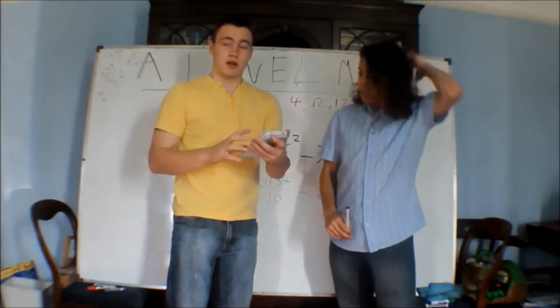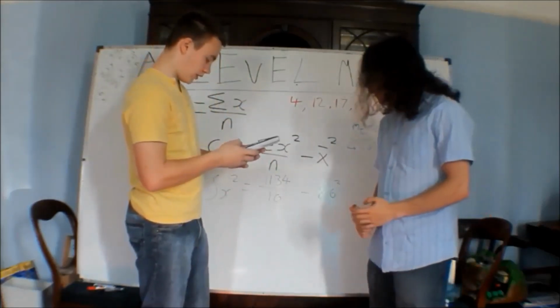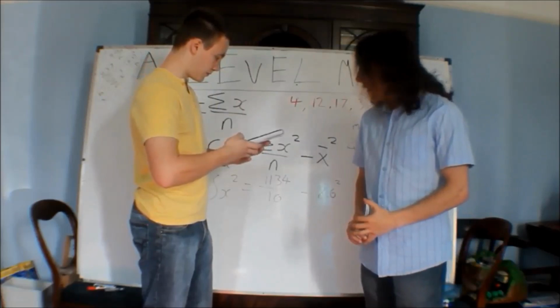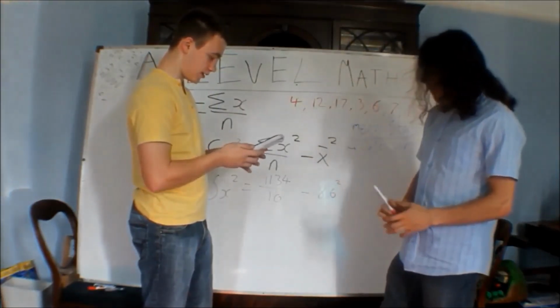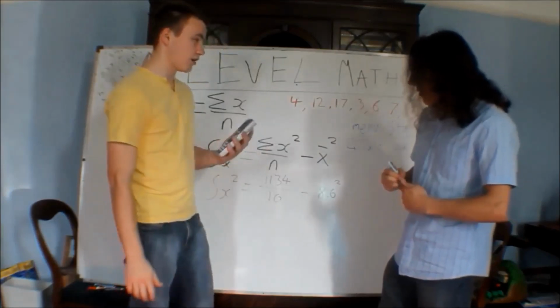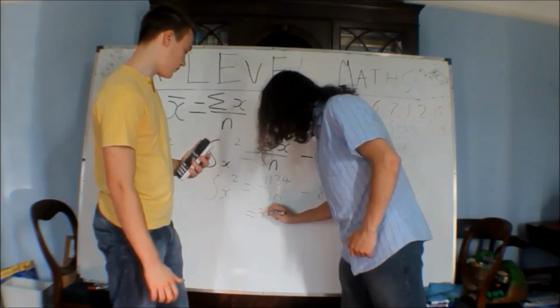Then you go menu, back to the actual running maths part, and then it's just a simple equation. You want to do 1134 divided by 10. We could probably do that in our heads, but yes. Minus 8.6 squared. And that gives you 39.44. And that would be our variance. We don't stop there.